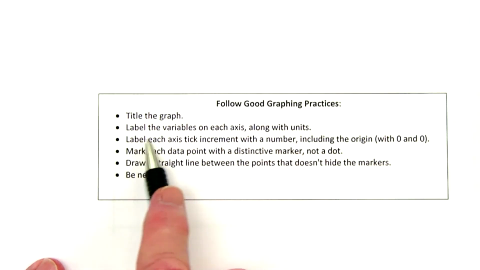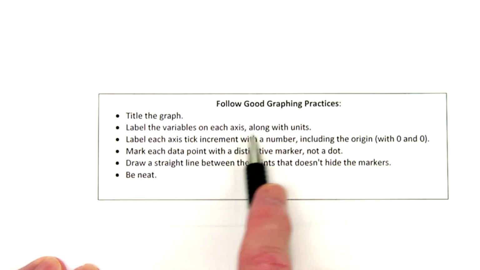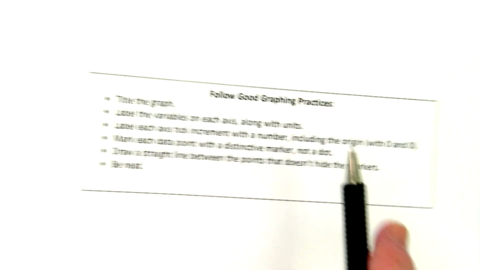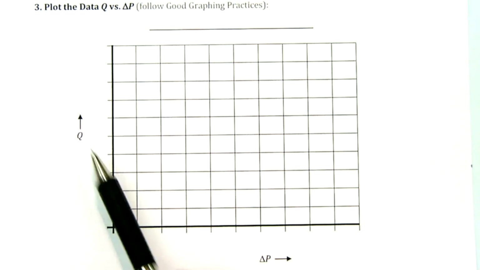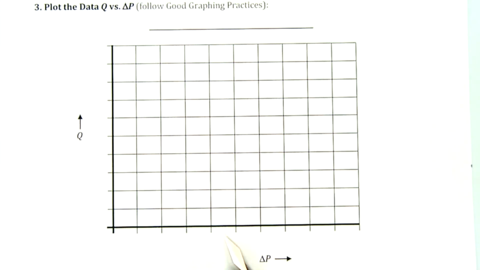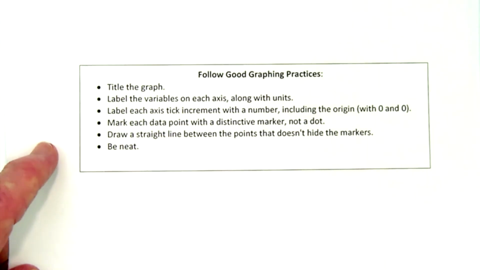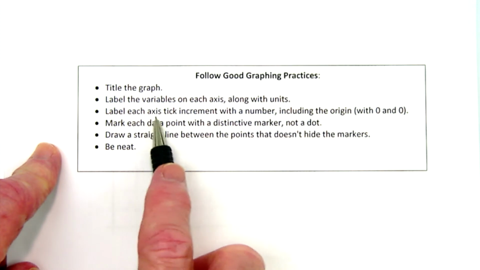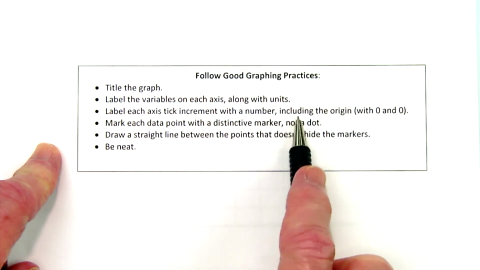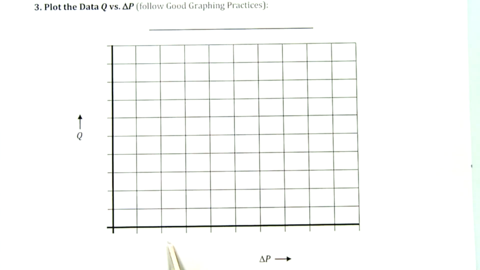And then we're going to label the variables along each axis along with appropriate units. Now notice that the two variables have already been labeled on this graph, but we don't yet have their units. You should put those in. And then we should label each axis tick increment with a number, including the origin. What I mean by that is that every tick mark along each of the two axes should have a number associated with it, and then label the origin with a 0 and a 0 to show where the origin is.